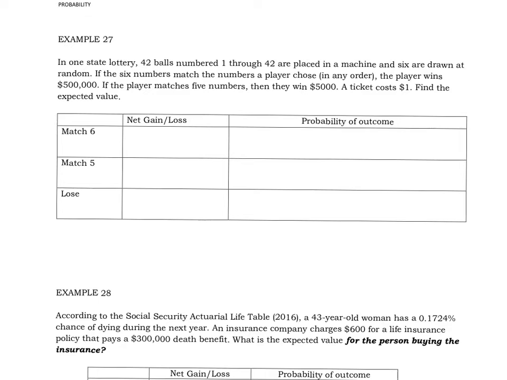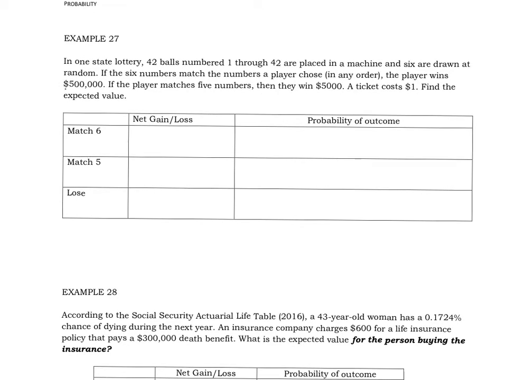Now, if you match all 6, remember you're going to get that $500,000, but you did pay $1 for that ticket. So your net gain is actually only $499,999. I hate to say only with that one. Okay, well, what if you match 5? You win $5,000, but remember you paid $1 for the ticket. So your net gain is $4,999. And if you didn't match 6 or match 5, then you lost $1.